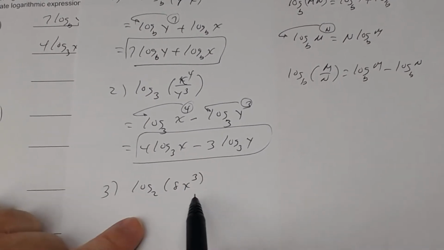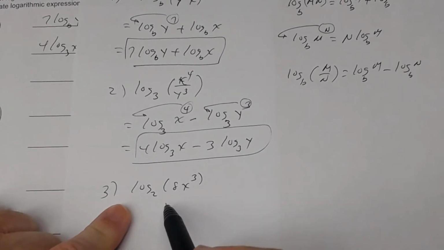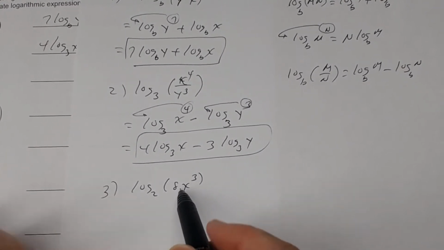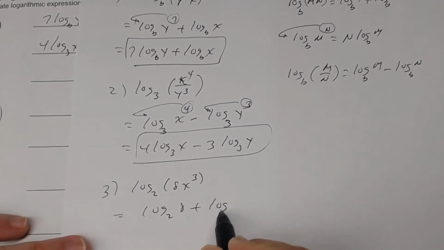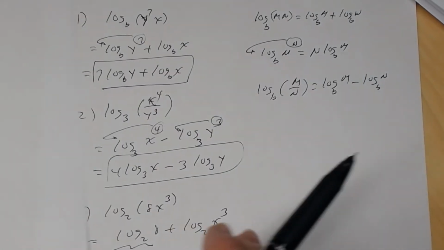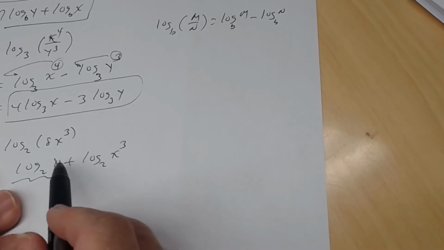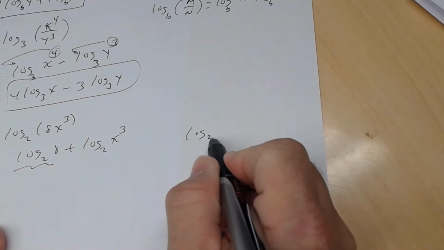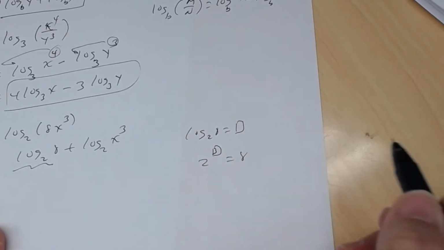Again, do not pull the 3 out in front, because if you do, you're implying that 8 was raised to the 3rd power also, and it's not. So you've got to use the product property first. That's the log base 2 of 8 plus the log base 2 of x cubed. Then I can simplify this, because part of the directions says evaluate log expressions without using a calculator. Log base 2 of 8 means 2 to what power is 8? The answer is 3. So that's a 3 here.